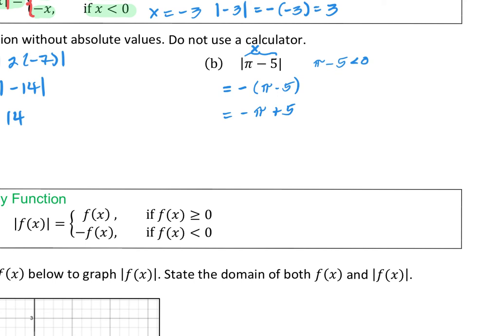Oh, let's look at something else. What if I were to change the order and write this as 5 minus pi? Because sometimes having a negative in the front of an expression looks a little weird.